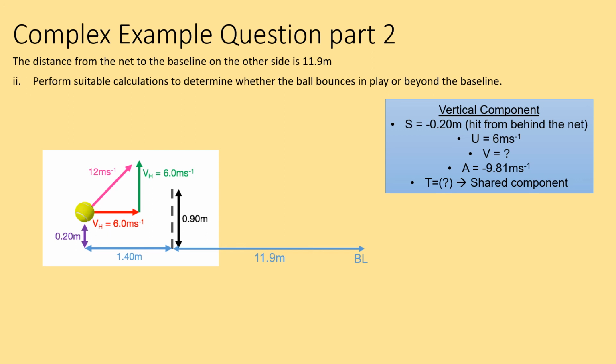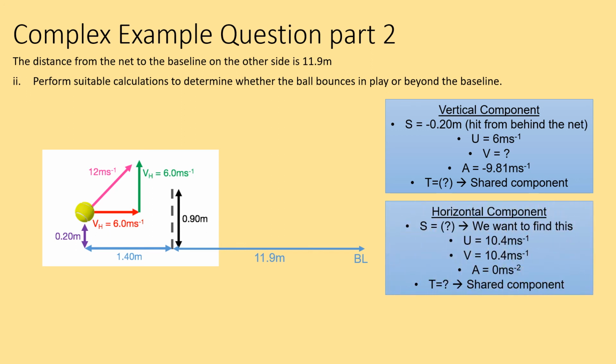And we can look at the vertical component again. We write down our suvat. We know that the displacement from the beginning is minus 0.2 meters because it's from behind the net. We're taking the net now as the zero point. The initial velocity in the vertical component is 6 meters per second. We don't know the final velocity. And we know the acceleration is minus 9.81 meters per second squared. So we have to use t, which is the shared component.